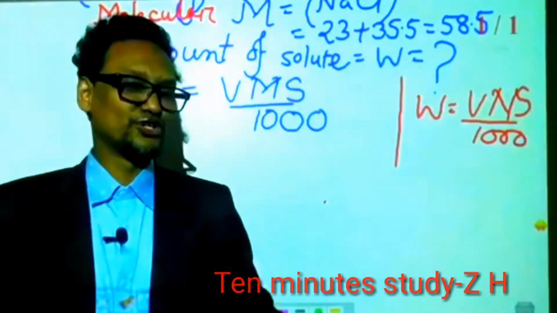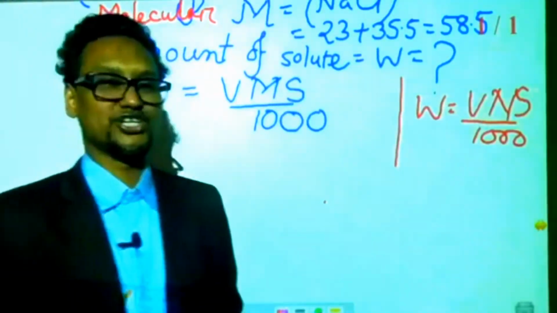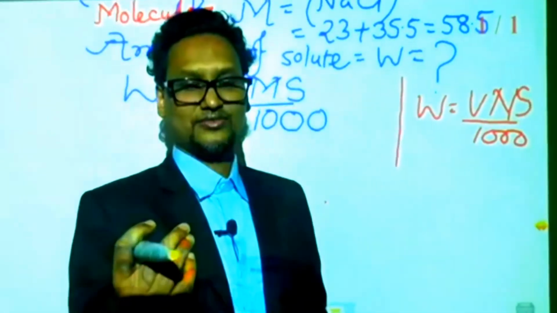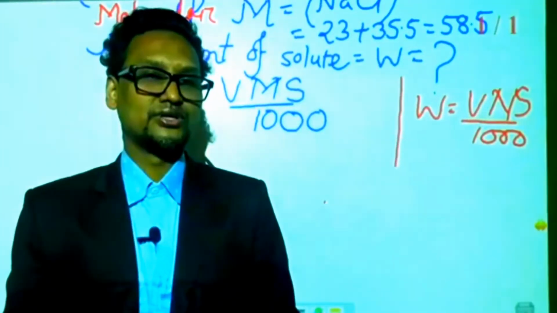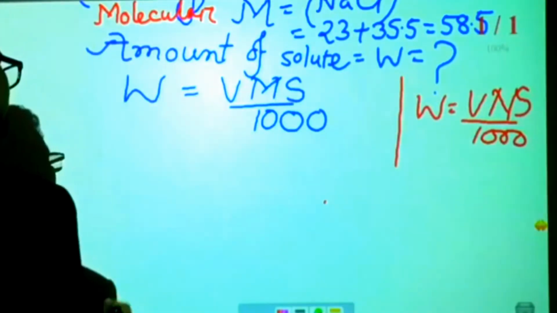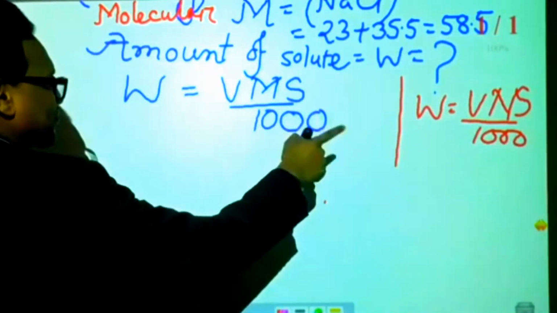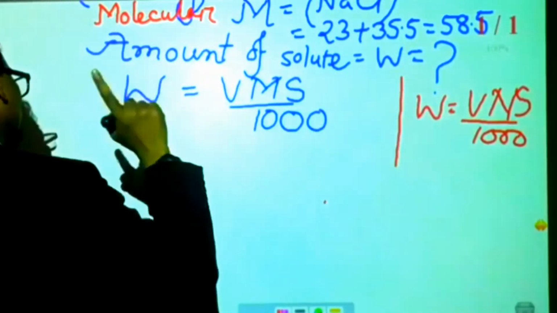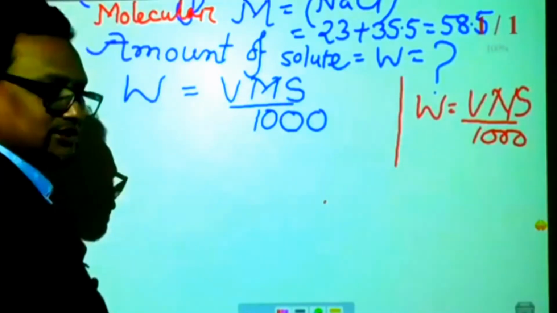So through different ways we can recite and memorize. And if you try to apply another technique, please, you have to watch the class to solve this problem. W equals VMS divided by 1000, for women it is similar to each other.